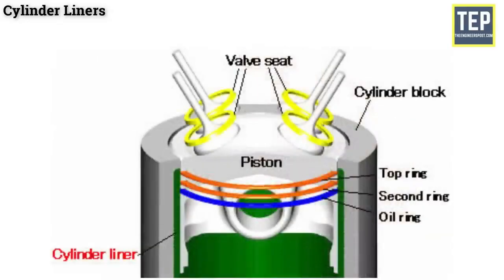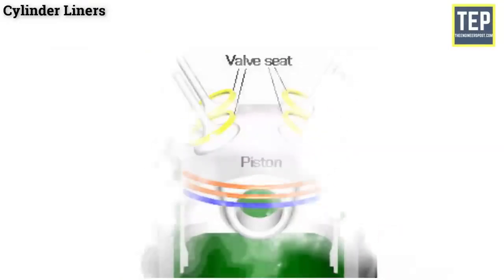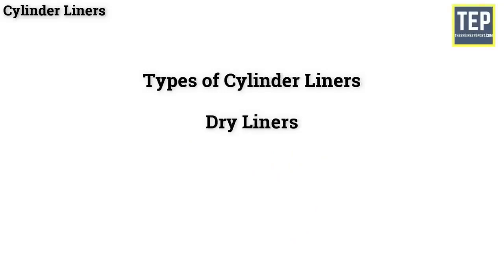These liners are resistant to wear and corrosion, and are the oil hardening type that offers considerably longer life for the engine. There are two types of cylinder liners available. They are dry liners and wet liners.